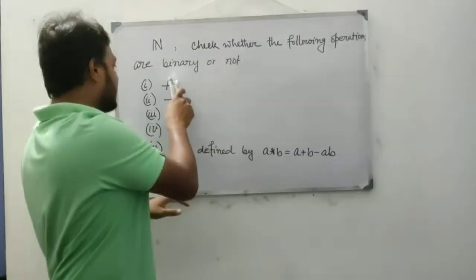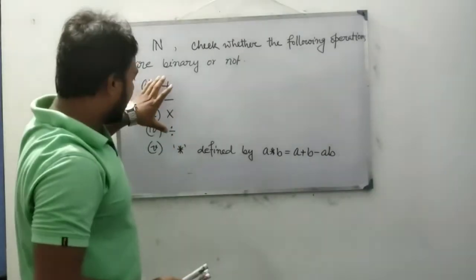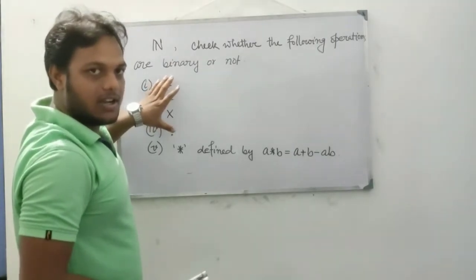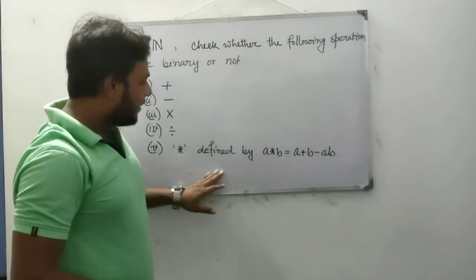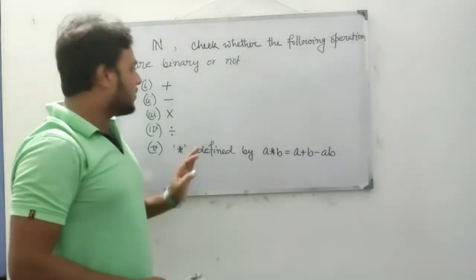The first operations are plus, minus, multiplication and division. These are well known operations, so we need not define them. But the fifth one is star, defined by A star B equals A plus B minus AB. So you have to check one by one.